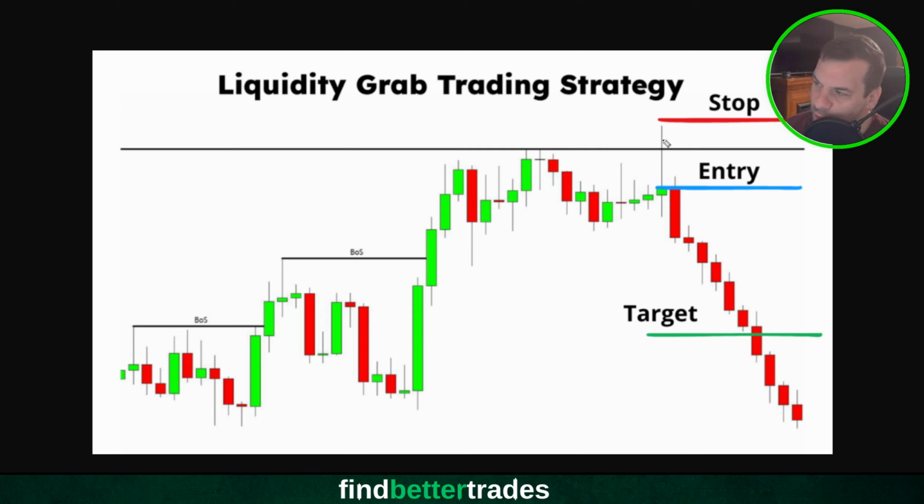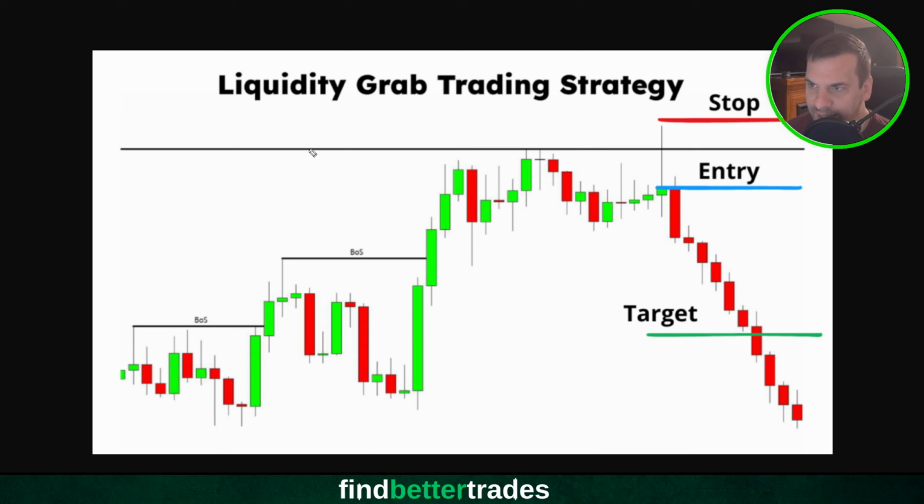So the focal point that we will be looking at right here is this exact candle. Keep an eye on this candle, because this is the candle where a lot of people lost a lot of money on this chart. I'm actually not even sure what chart this is, but a lot of people lost money here.